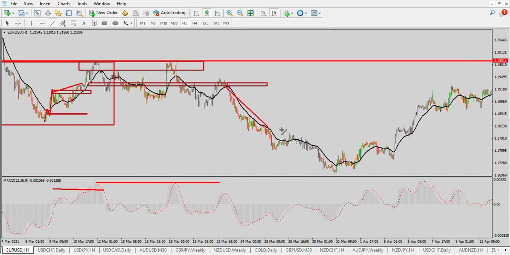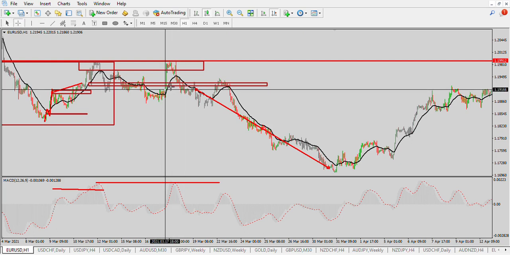Price drops. Can you see? My entry will be this. Listen, a close below the market structure region of the 1 hour. Then my stop loss will be above here, 97 pips to target 198 pips.